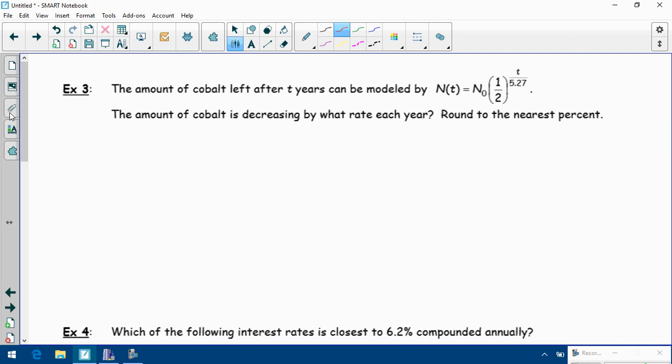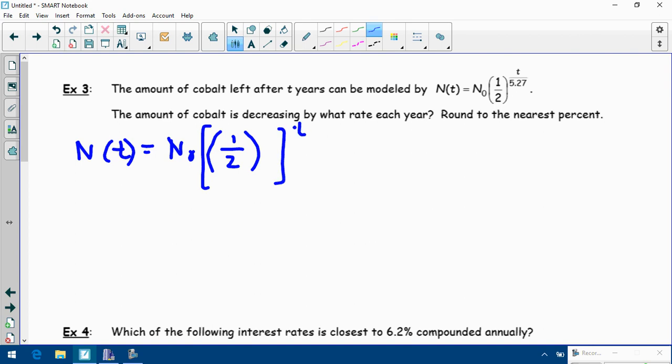Okay, number 3. The amount of cobalt left after t years can be modeled by this crazy looking formula. The amount of cobalt is decreasing by what rate each year? Round to the nearest percent. Okay, so same thing again. We are going to rewrite this as N of t equals N sub 0. That just means the initial amount, don't care, times 1/2 raised to the, now I want this t isolated. So I need just t on the outside.